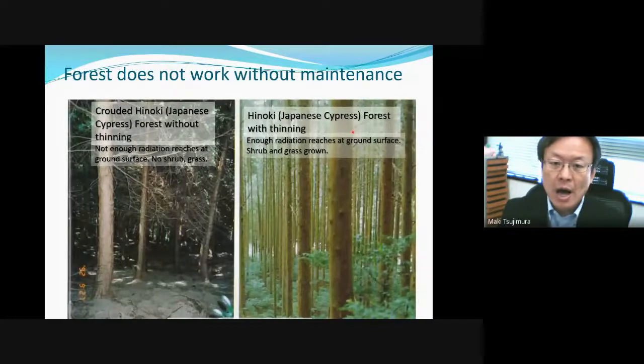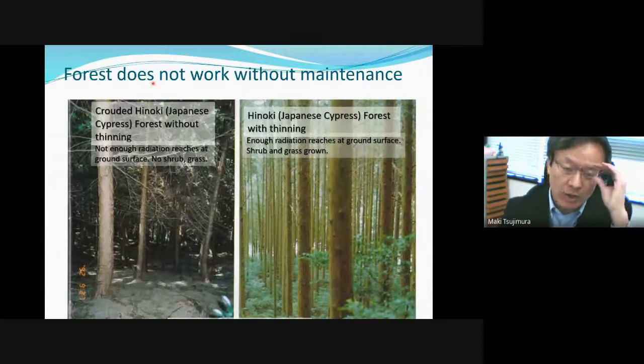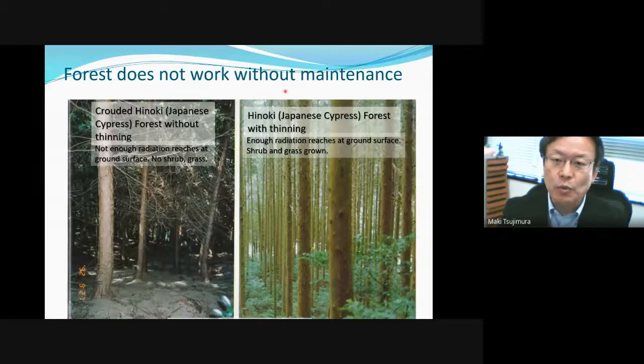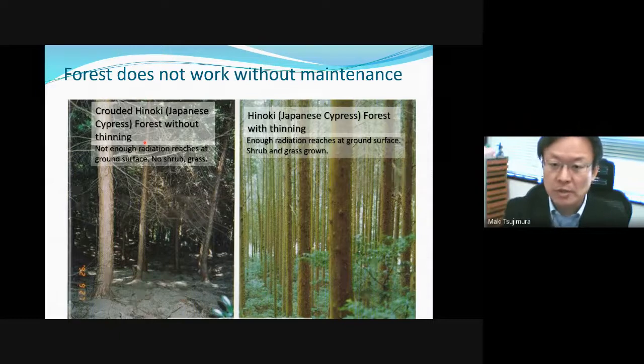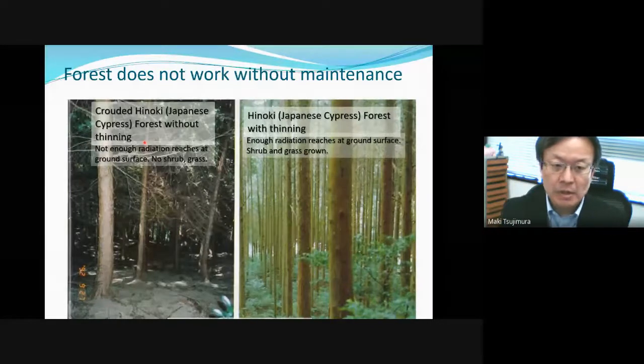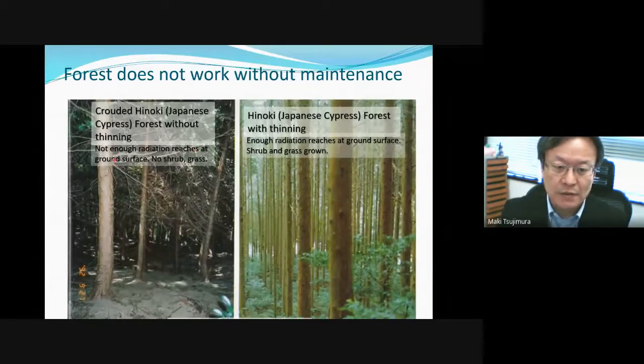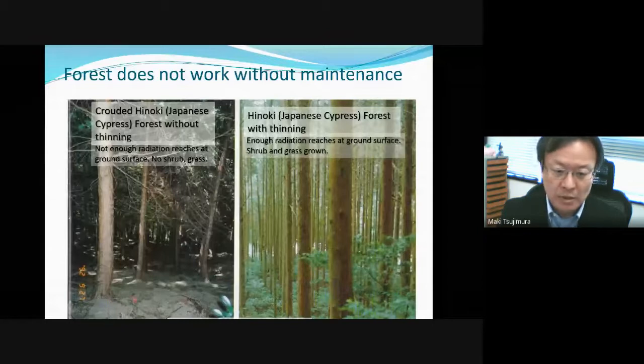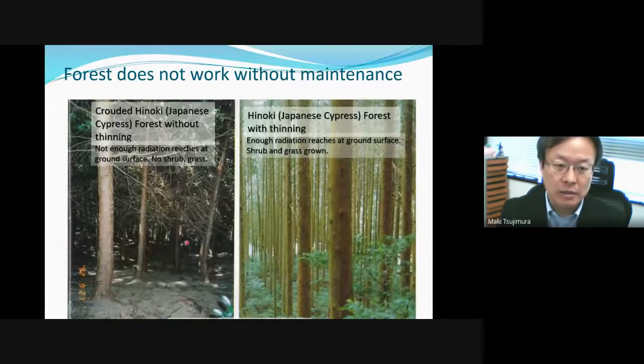In addition to that, I would like to talk about the forest role in the runoff. So I would say the forest doesn't work without maintenance. The left photograph shows a crowded hinoki, Japanese cypress forest without thinning. Thinning is a kind of logging of trees to activate the forest, to activate the plants or trees. So not enough radiation reaches the ground surface. Therefore, no shrub, no grass on the ground surface. It's very dark in a crowded hinoki forest without thinning.